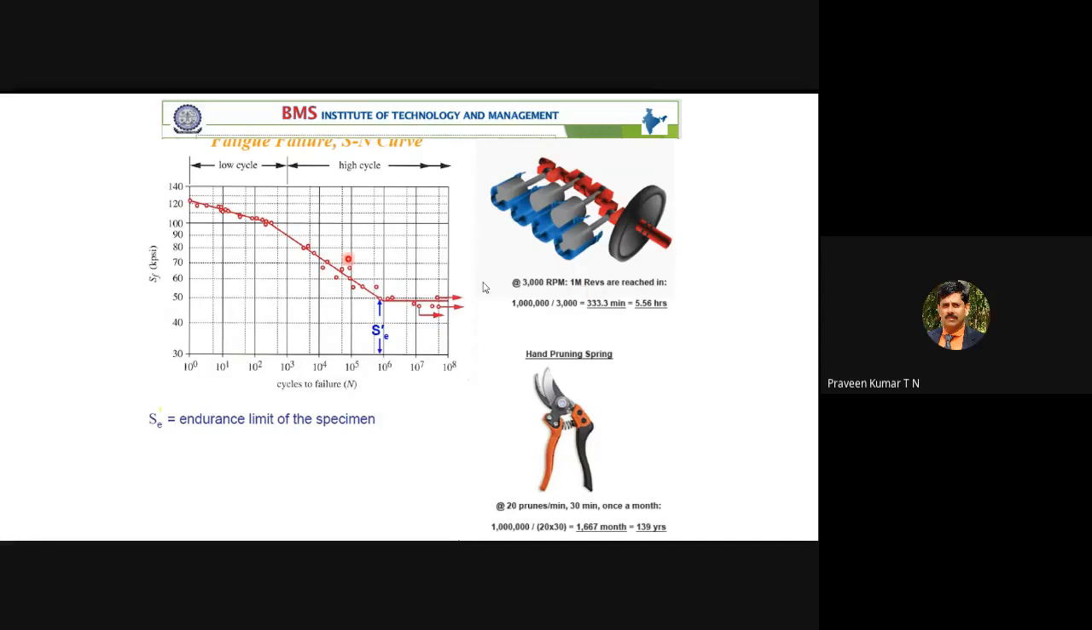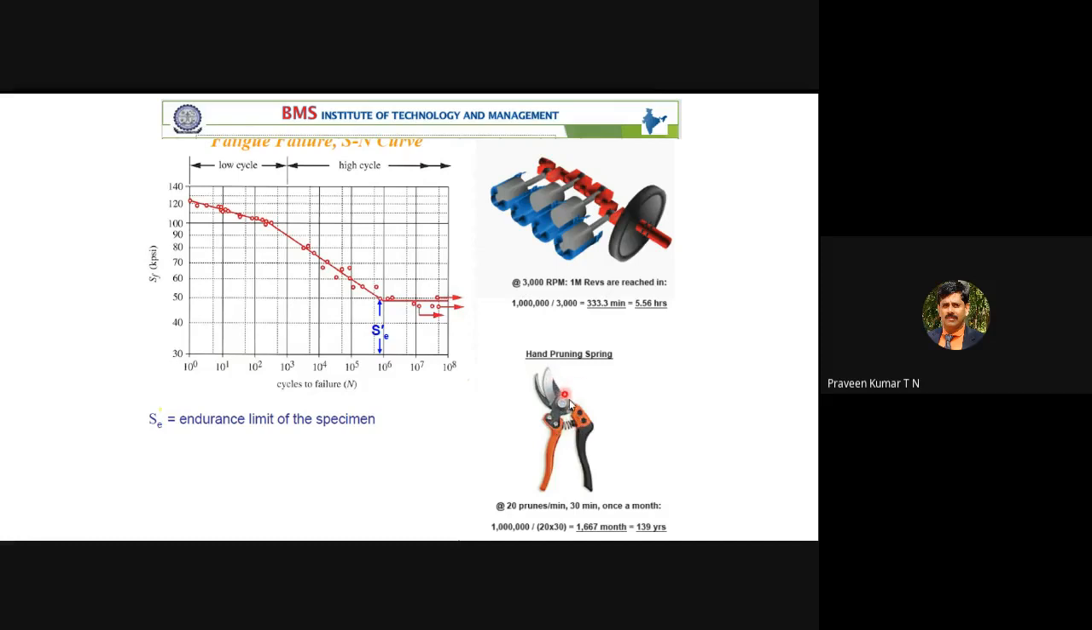Especially for fatigue life, you can see this is your connecting rod. Connecting rods are subject to fatigue loading. Even the crankshaft is subject to fatigue loading. The piston is subject to fatigue loading. The cylinder is subject to fatigue loading. Spring gear is used for agricultural purposes, or it comes under gardening tools.